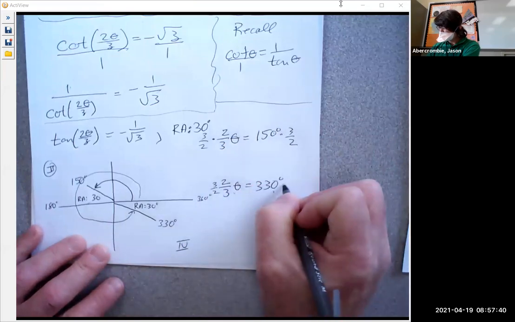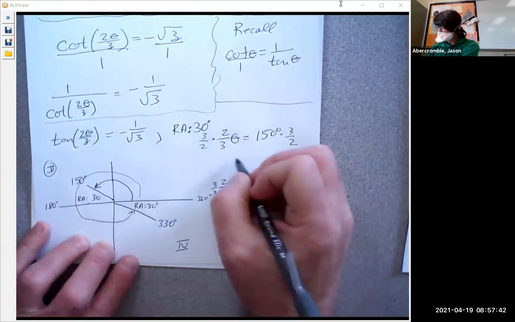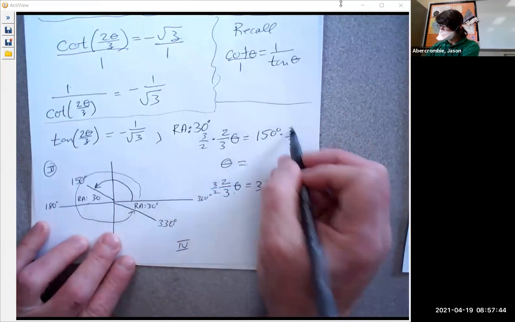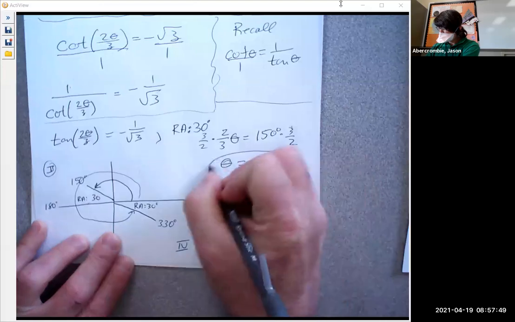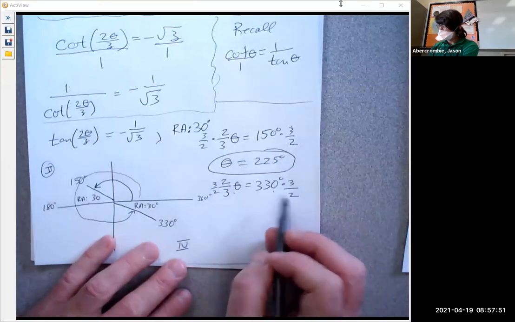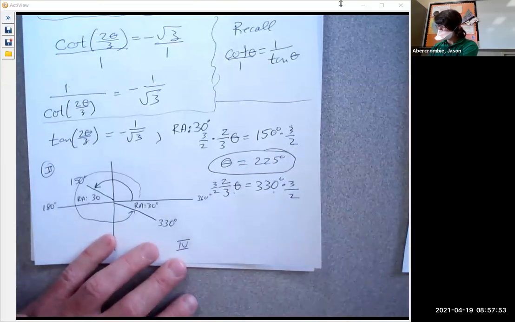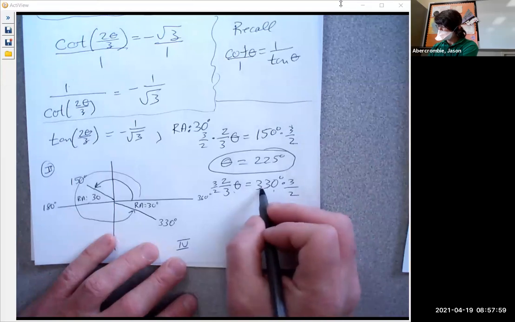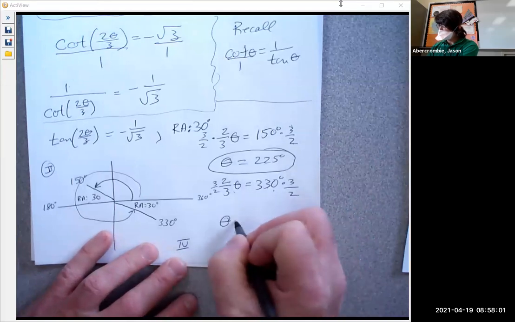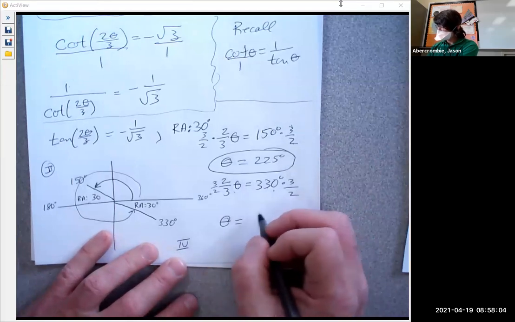I'm running out of space here, sorry about that. But theta equals, what's 3 over 2 times 150? That's 225. That's one answer. And 330 times 3 over 2, that's going to be, well, half of 330 is 165. So add that to 330 and you get 495.